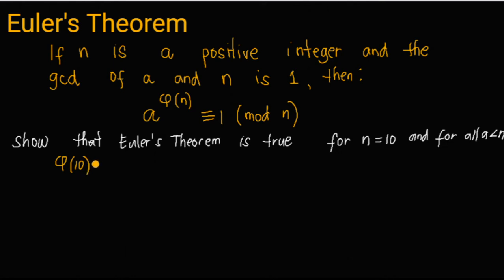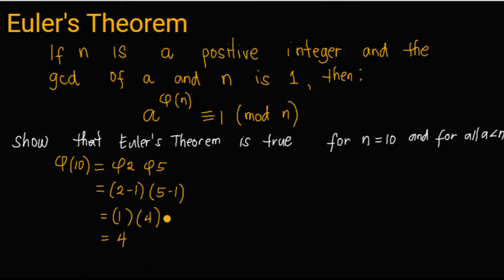Now applying rule number 3 in Euler's totient function, we can have the prime factors of 10, which are phi of 2 and phi of 5. Diba? Now we apply rule number 1, which is phi of a prime number is the same as the prime number minus 1. And then we have another one here, 5 minus 1. So 2 minus 1 is 1. And 5 minus 1 is 4. Therefore, the phi of 10 is equal to 4.